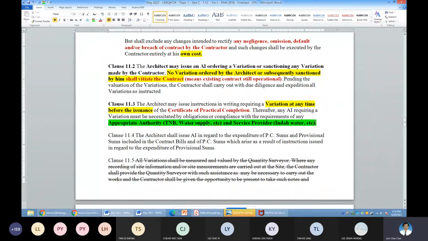And clause 11.4, I mentioned to you earlier, is on the PC sum and provisional sum, and how the amount allocated here can be spent and then added to the main contractor's so-called contract sum. So this one must have a PC sum and provisional sum for the architect to issue the AI.